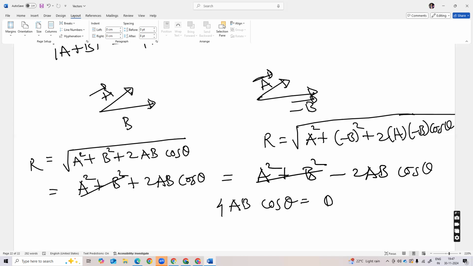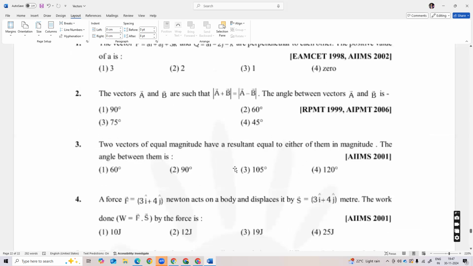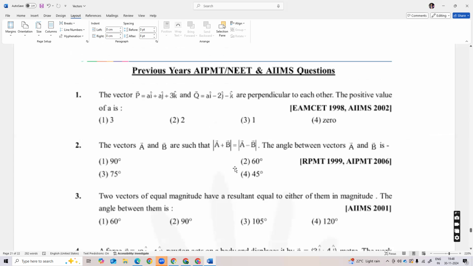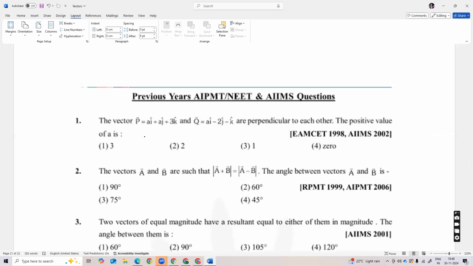Since both a and b are not zero, it is basically telling us cos theta is equal to 0. Either a or b can be 0 or cos theta can be 0. So for cos theta equal to 0, theta will be equal to 90 degrees. This is how you can find the answer for the second question. So here the correct answer was 90 degrees.